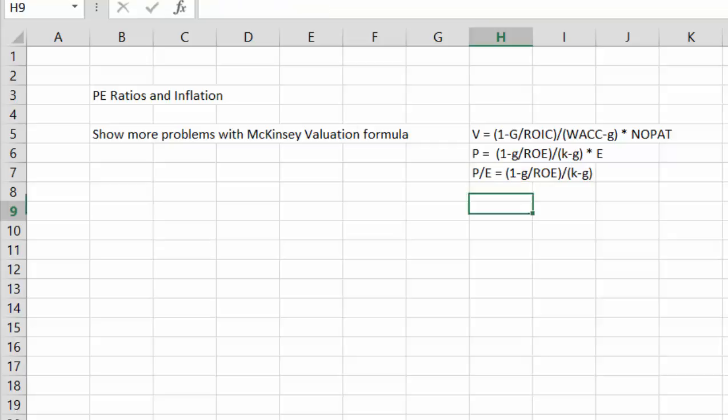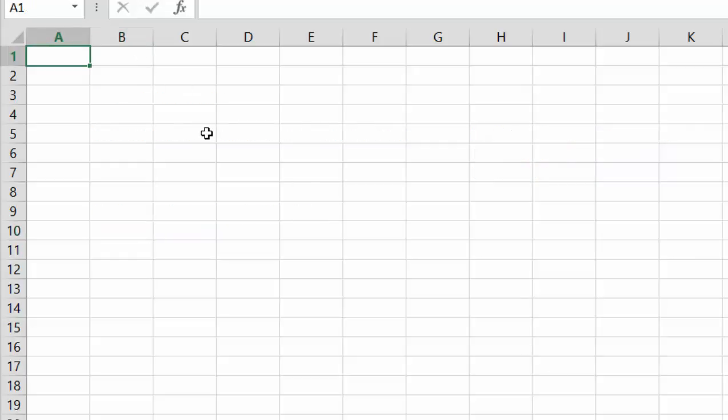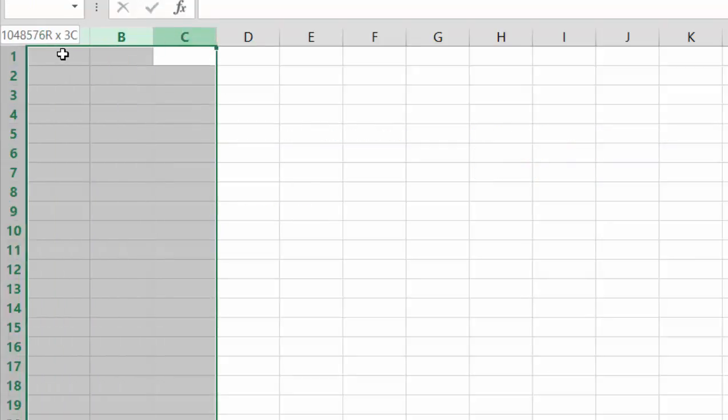Okay, so that's our formula, and we can call this P for value. Now, here I'm going to demonstrate that the formula does not work with inflation. That's what we're going to show. Then I'm going to make a little example, and maybe there'll be a little review.